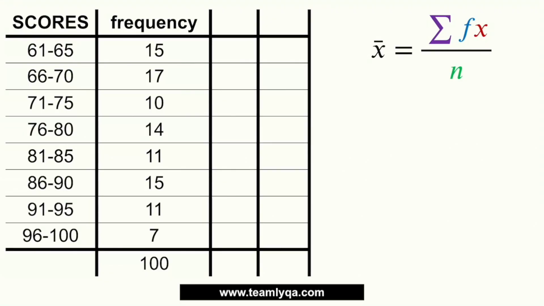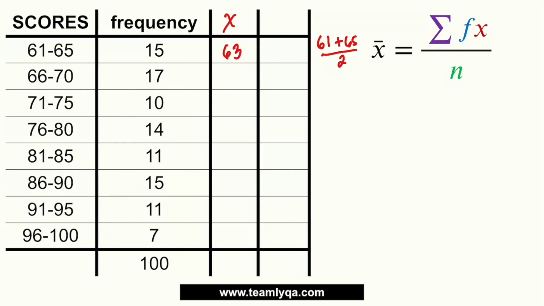So, now that we have this, kunin muna natin yung x or yung midpoint ng bawat class. So, in this case, that would be, to solve it, 61 plus 65 over 2. So, kung i-add natin 61 tsaka 65, that would give us 126. Okay? Tapos, i-divide lang natin siya sa 2 para makuha natin yung gitna. That would be 63.